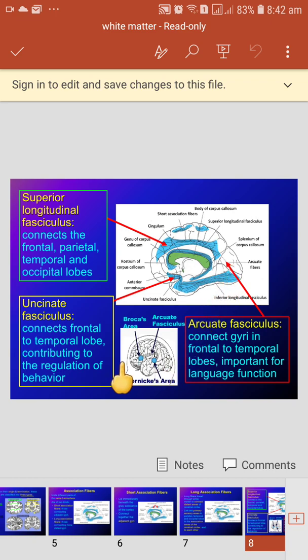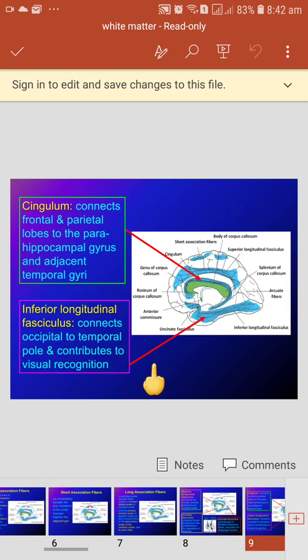Here you can see the Broca's area and the arcuate fasciculus, which is connecting the Broca's area with the Wernicke's area. Broca's area, as you know, is the motor area for the speech, and Wernicke's area is the sensory area for the speech, and the arcuate fasciculus is the type of association fiber that will connect these two areas.